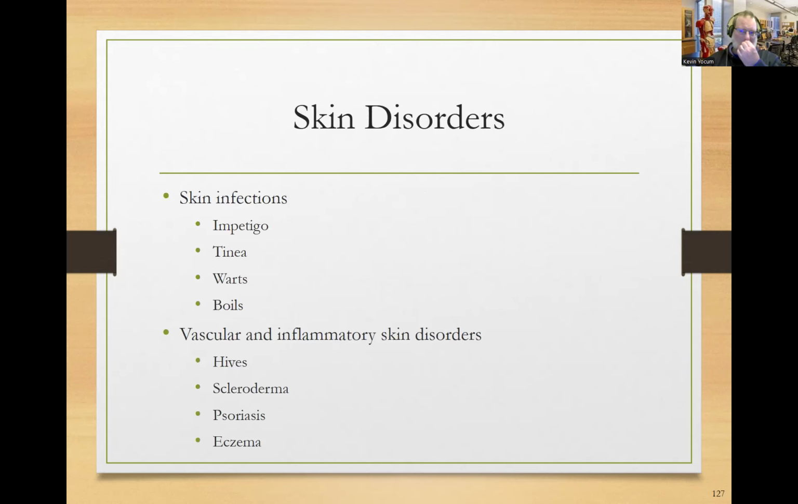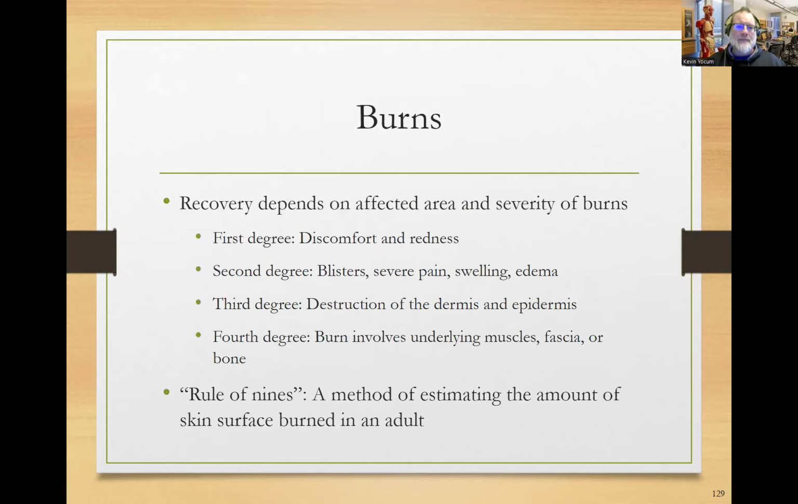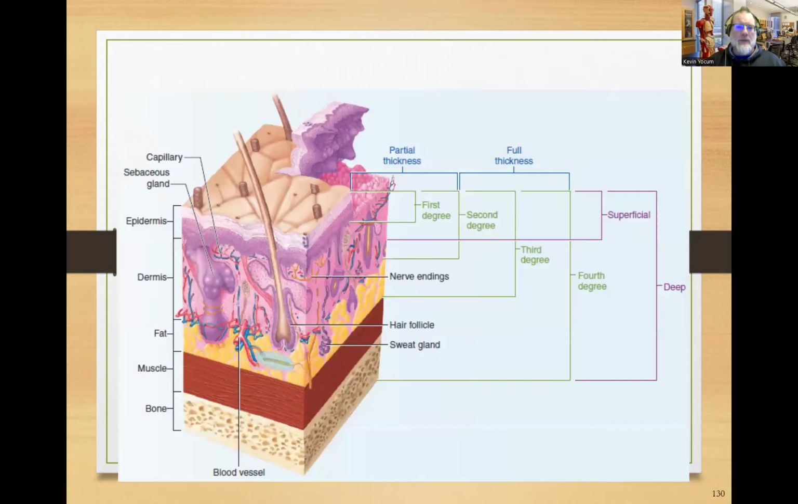Skin disorders, this is again FYI. We go through these in physiology as well as pathology. Burns, I think we do this later as well. Burns are just classified by the layers that they get through. First degree burns get through the epidermis. Second degree burns get through the epidermis and the dermis. Third degree burns get into the hypodermis. And then fourth degree, we're now all the way through the muscle.